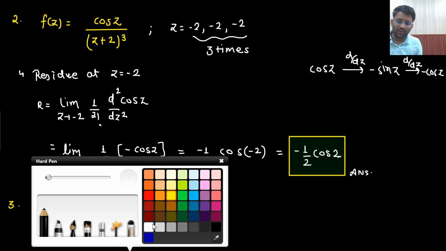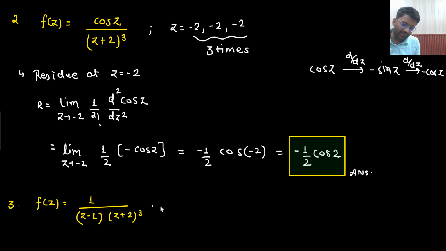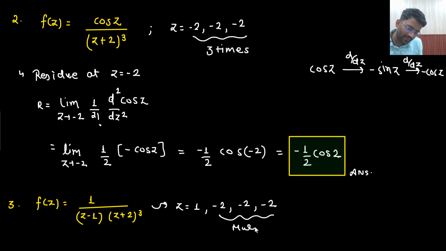So here, who is creating the problems? Sir, I know that z equals to 1 will create a problem, and then z equals to minus 2, minus 2 and minus 2. So it is a multiple pole, a multiple pole of order 3, or you can say a repeated pole of order 3. And this is your simple pole.